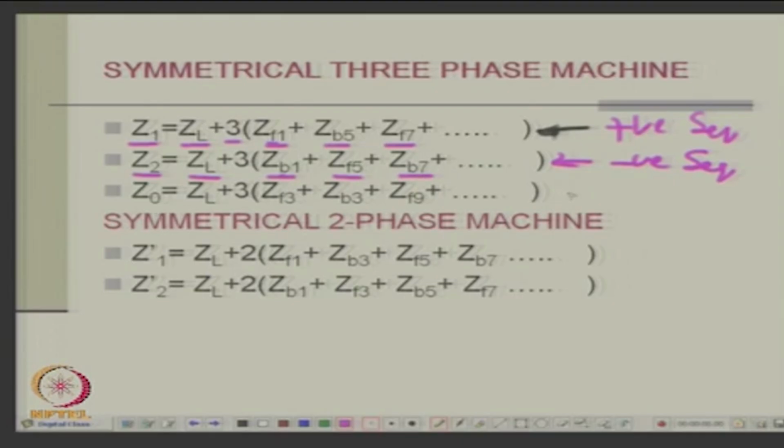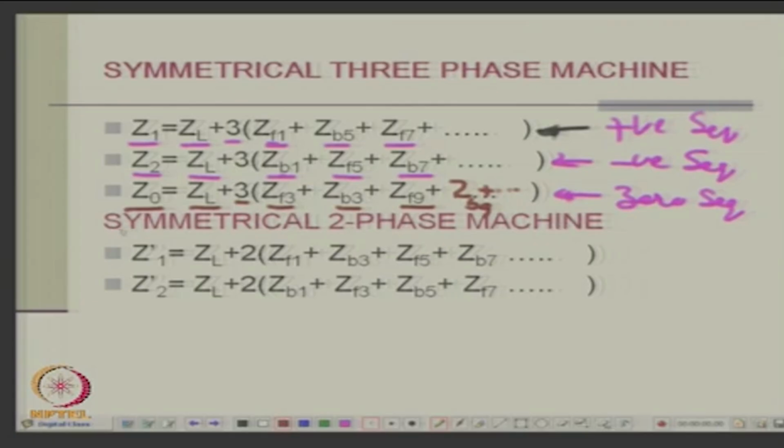Then we have the 0 sequence impedance, which will be again Z0 for the 3-phase system. What did we learn? ZL will be there plus 3 times ZF3 plus ZB3 plus ZF9 plus ZB9, all the triplen harmonics, isn't it. So, this is what we have learned.